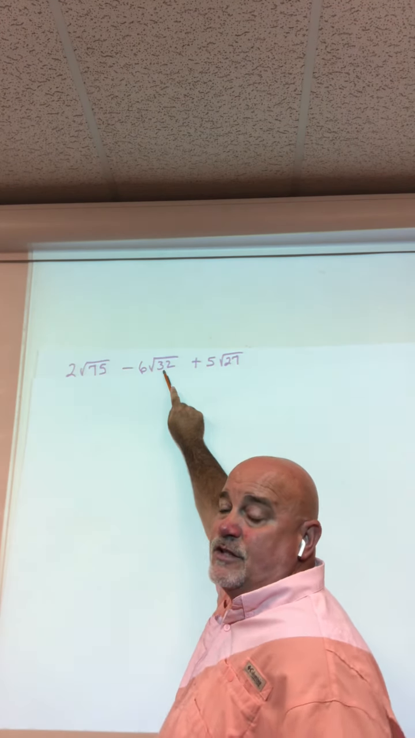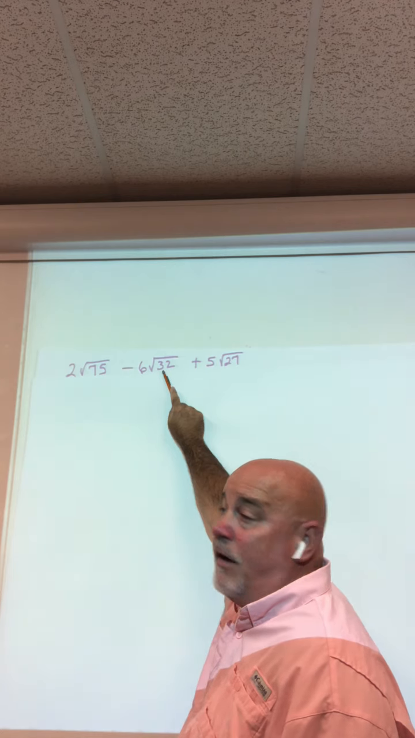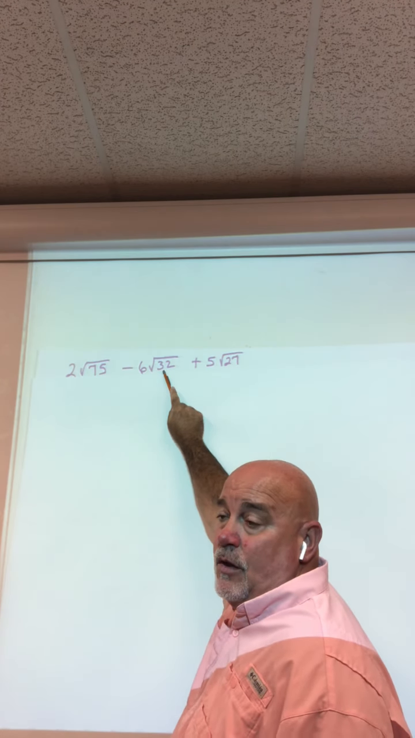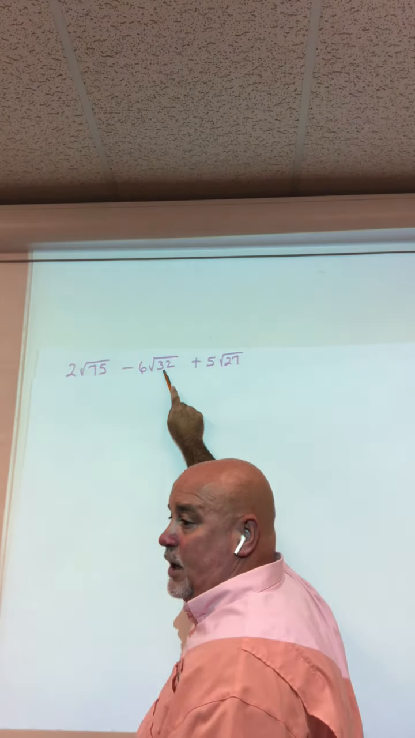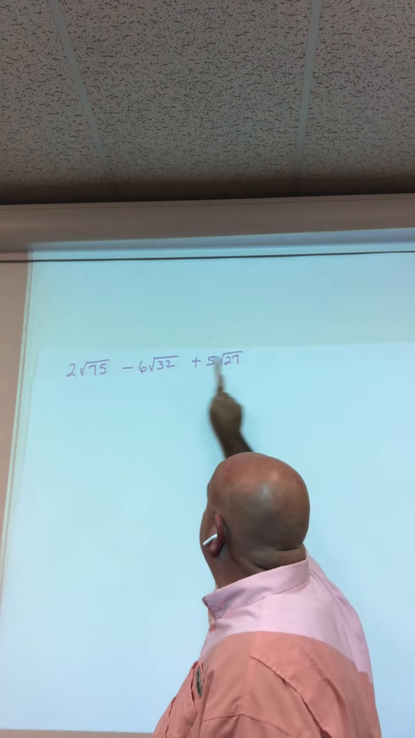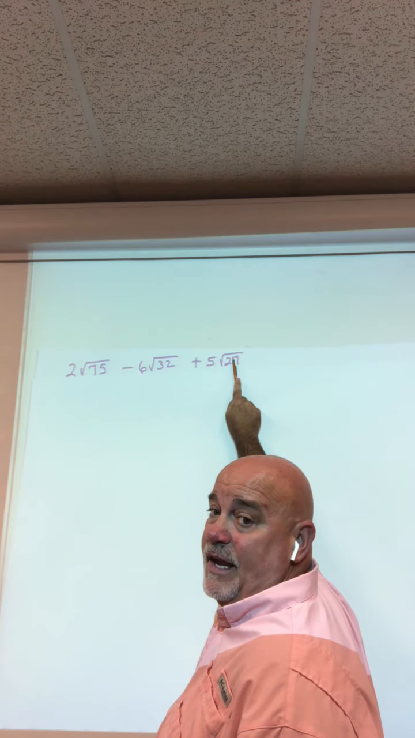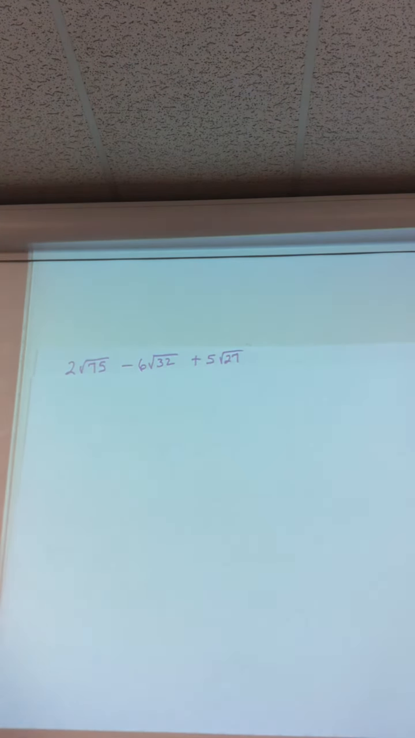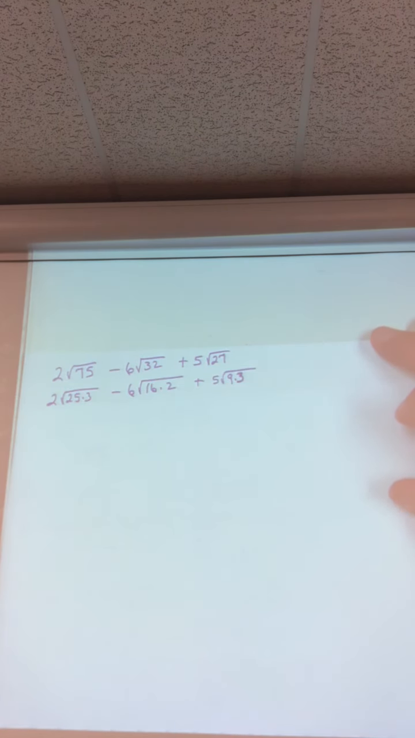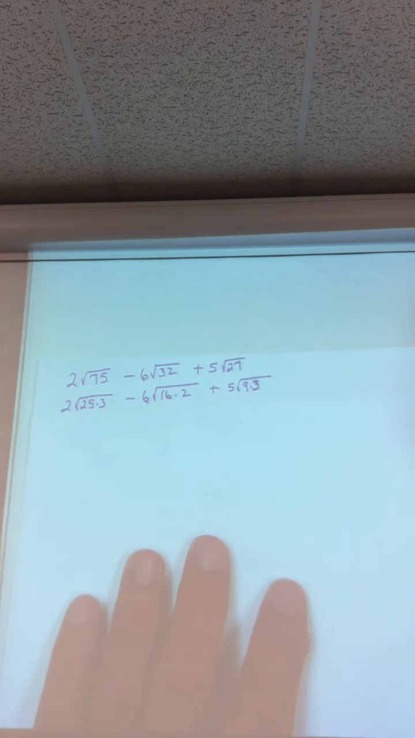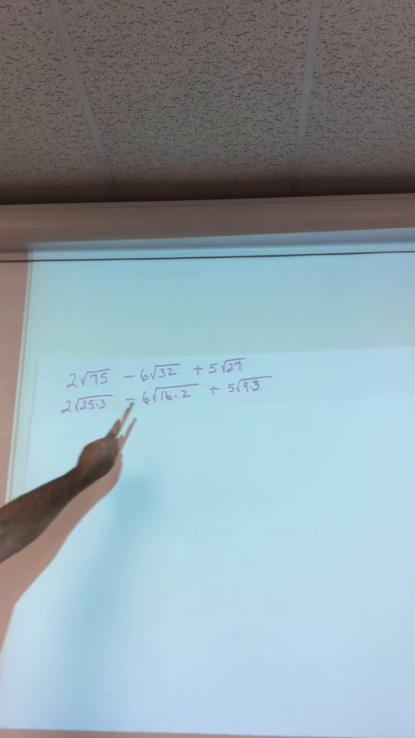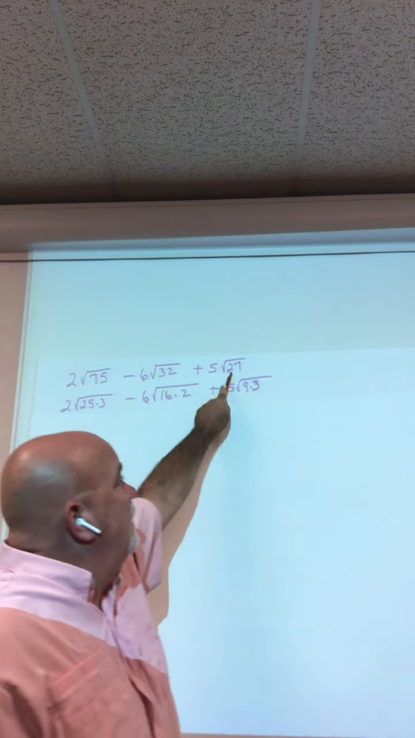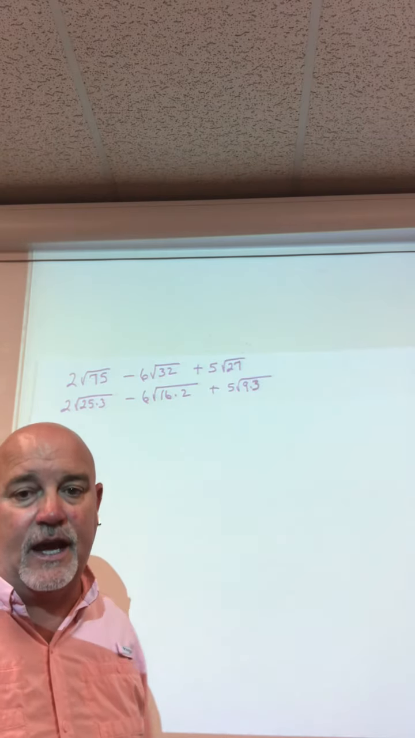Now, there's other perfect squares that divide into 32. 4 goes into 32. But 16 is the bigger one, and remember we talked about this. If you use the bigger one, you only have to reduce it once. And then 9 is a perfect square and it divides into 27. So I will do just what I did in the last problem. Break this up. So this is 25 times 3, 16 times 2, and 9 times 3. Or use your calculator to do it.